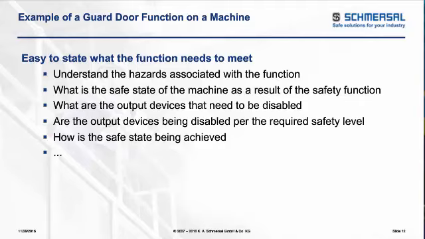Do you really know if that meets the safety levels your risk analysis told you? If your risk analysis said we need performance level D category 3 architecture, how do we get there with the devices that we have? How are we achieving the safe state of the machine?